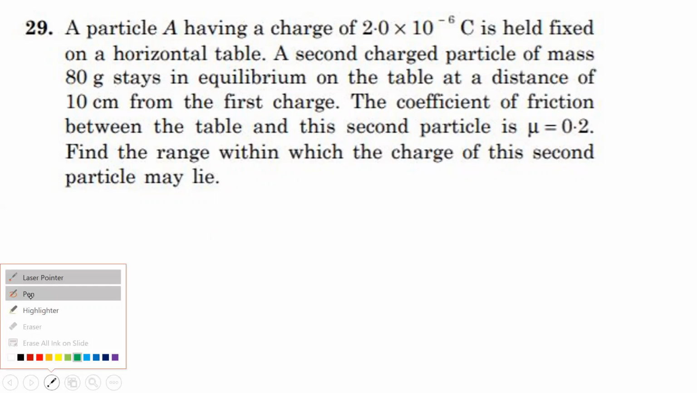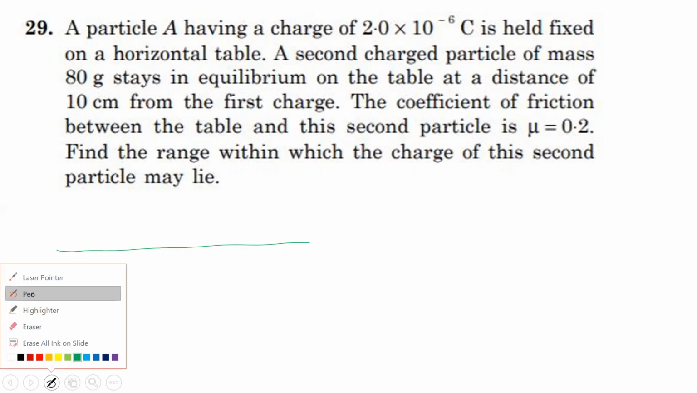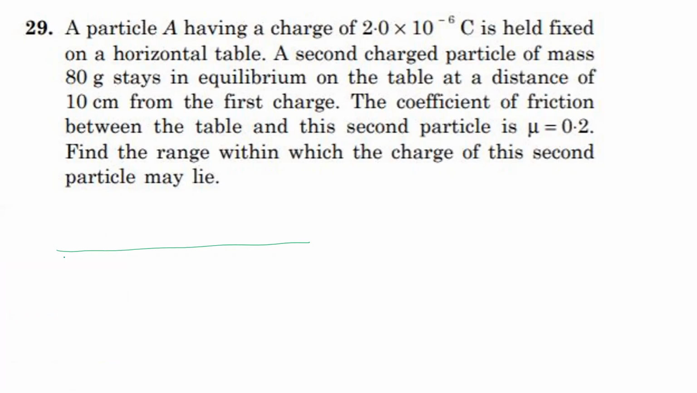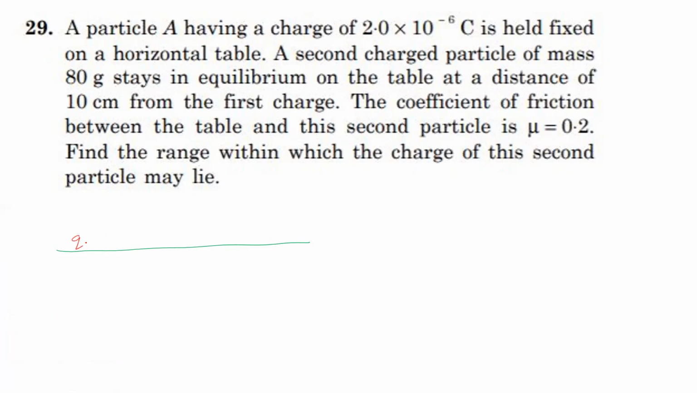Now let us see what that means. This is the table. Here the first charge is placed. Let us assume the first charge value as Q1. This is the Q1 charge, and the second charge placed is Q2. These two charges are separated by a distance of 10 centimeter. And Q1 charge is given as 2 into 10 power minus 6 coulomb.